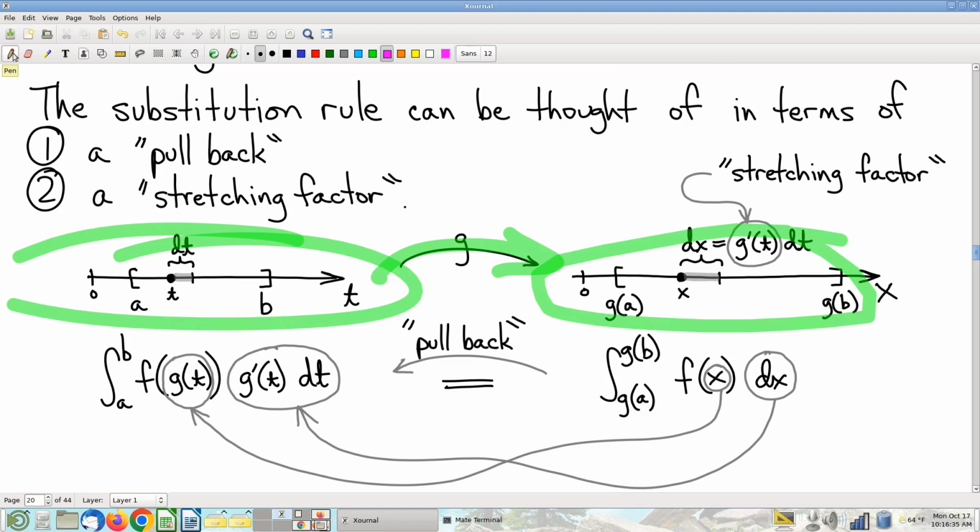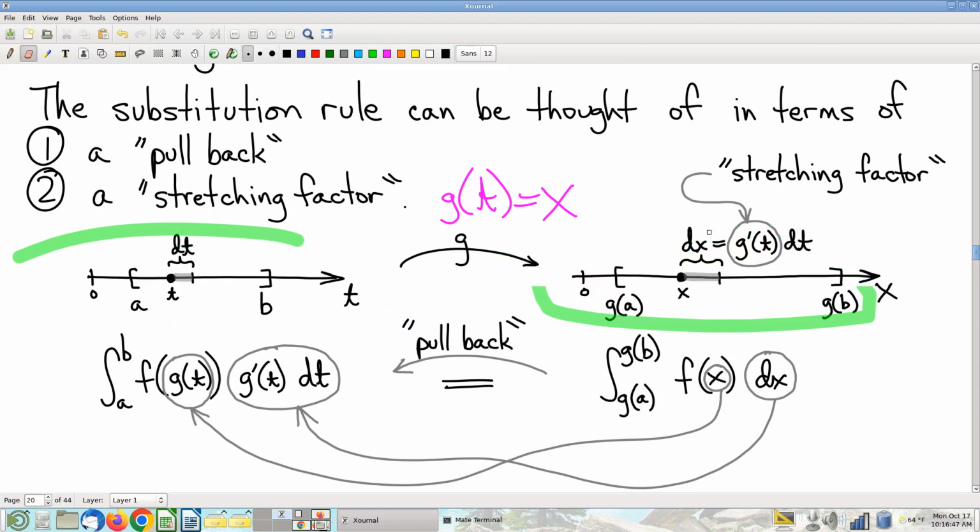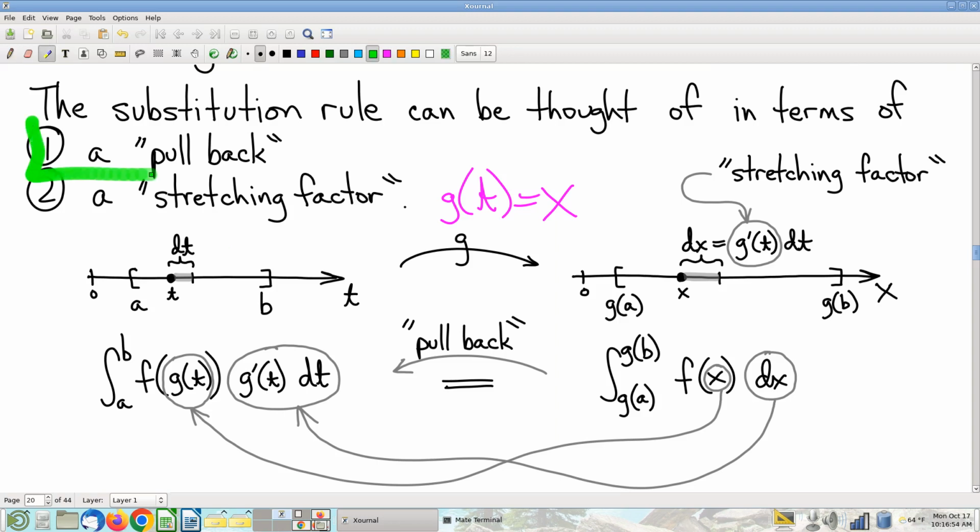So that when we write x equals g of t, we're thinking of that as a function where there's a domain on the left and a target on the right. Okay. The two big ideas that go into this point of view on the substitution rule are, first, the idea of a pullback. And we talked about this a little bit last time. I want to repeat that for the sake of continuity here.